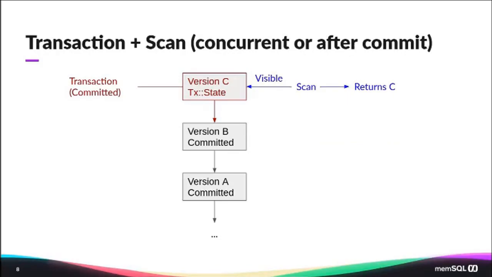On the other hand, if the scan reaches and reads version C's state after the transaction has committed, then version C is visible and we return C. And this is how we can have a scan running concurrently with the write, because the write puts its version on this list and the scan knows to ignore it until that version is committed.